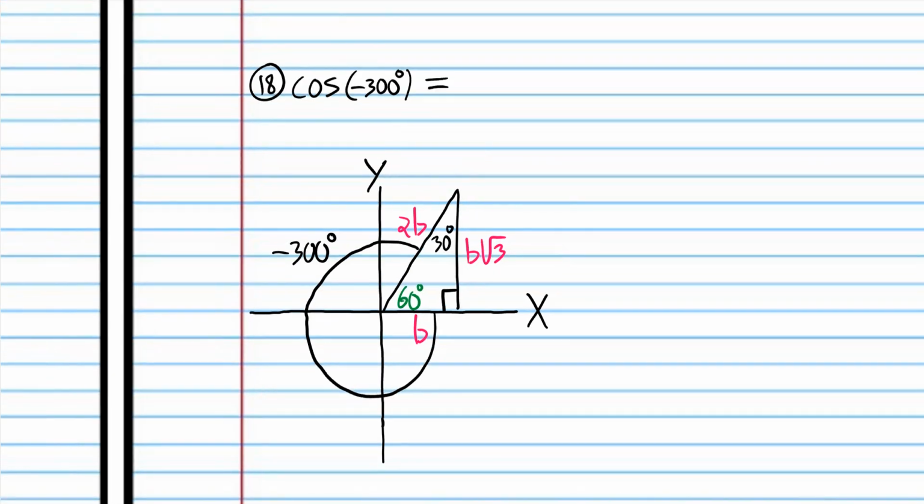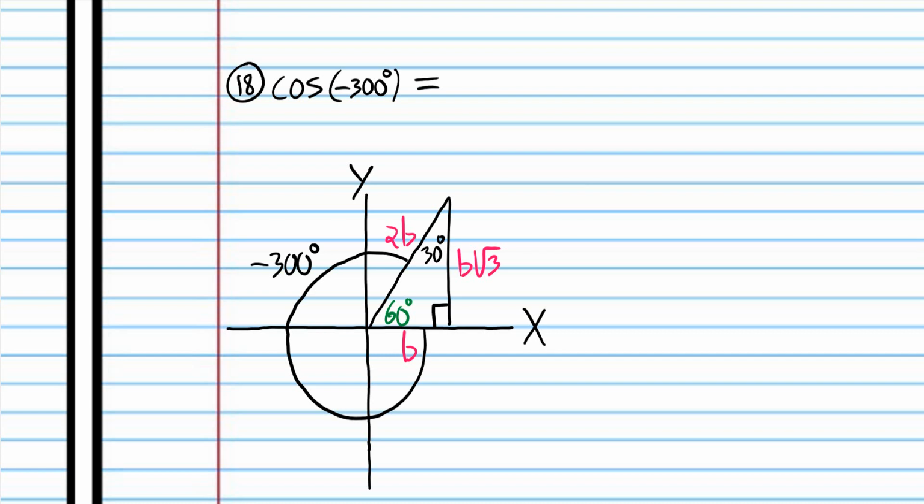So cosine, according to the reference angle, is the side adjacent divided by the hypotenuse. So 1/2 is the answer for that one. So if you got that right, excellent.